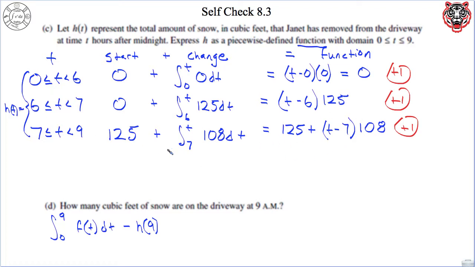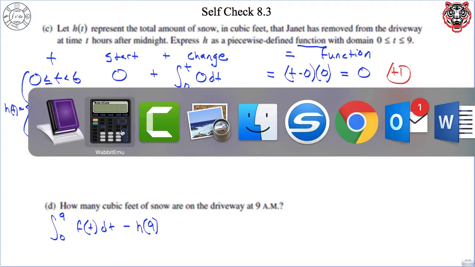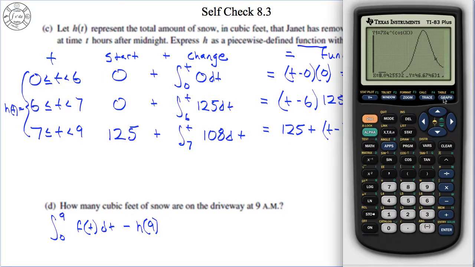If I plugged 9 into this function, I would have got how much snow Janet has removed. But how much snow has accumulated? We haven't done that yet. So in order to do that, I need to go to my calculator. And I can just do it on here. I can do second trace 7 from 0 to 9, and it will do that for me.